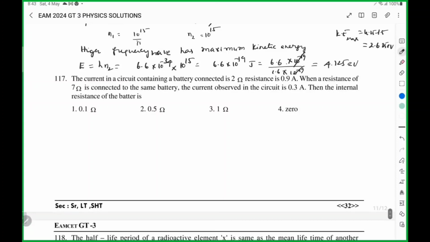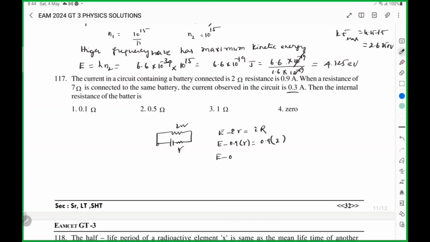The current in a circuit containing a battery is connected to a 2 ohm resistor. The battery has an internal resistance small r. E minus Ir is equal to I into capital R. So that is E minus I r, here 0.9 amperes. Small r we don't know. 0.9 into capital R, which is 2 ohms.